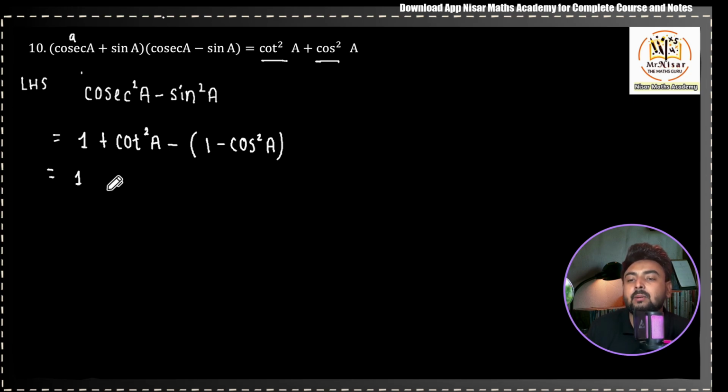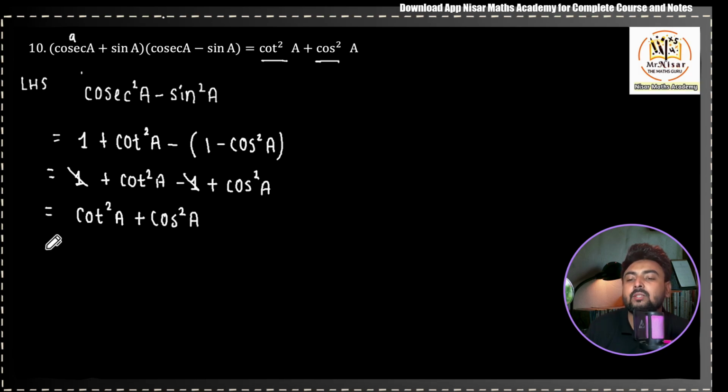So if I open the bracket, 1 plus cot square a minus... whenever there is a minus sign before the bracket, all the signs will get changed. Plus 1 becomes minus 1 and minus cos square a becomes plus cos square a. Now see what will happen. 1 minus 1 cancel, and what is remaining? Cot square a plus cos square a, and this only we have to prove, which is equal to the right hand side. I hope it is quite clear to you. Let's go ahead for the next question.